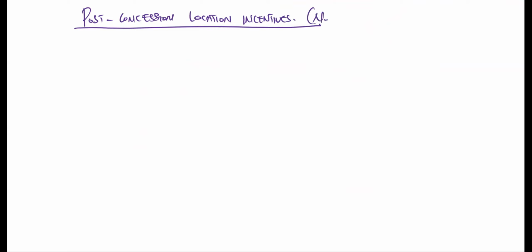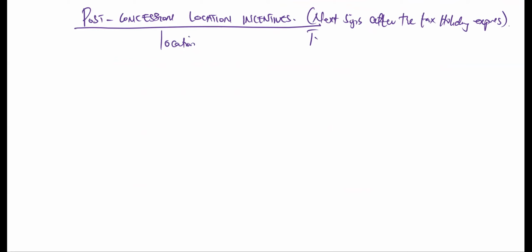The next one is the post-concession location incentive, right? Now, this one exists for companies which enjoy tax holidays. This one only exists for the next 5 years after the tax holiday expires, right? So if after your tax holiday expires, for the next 5 years, you situate yourself around these areas, your location determines the tax rate.